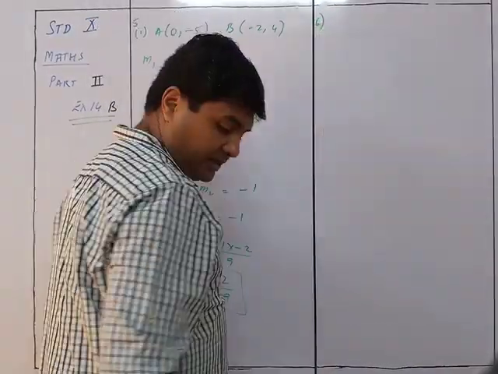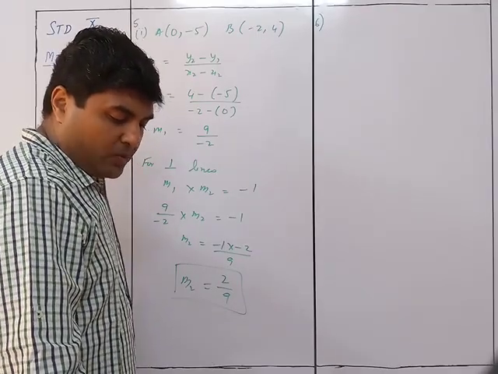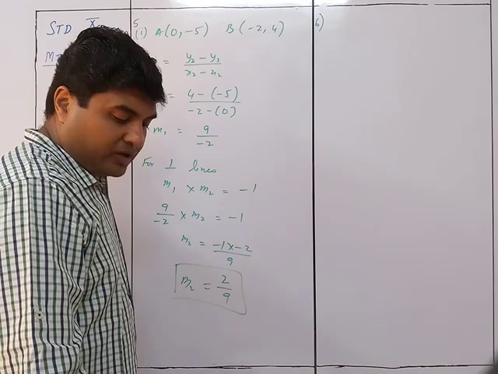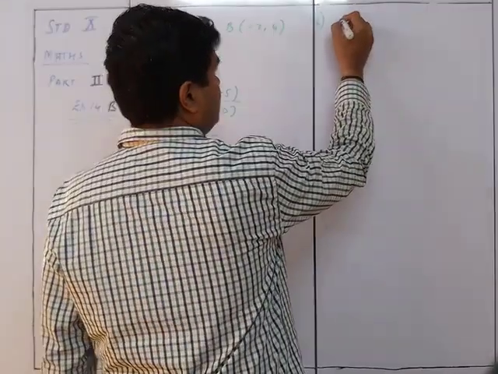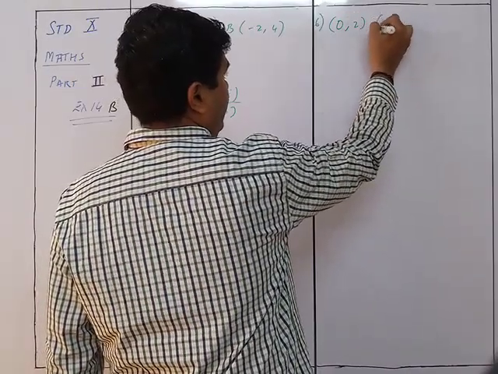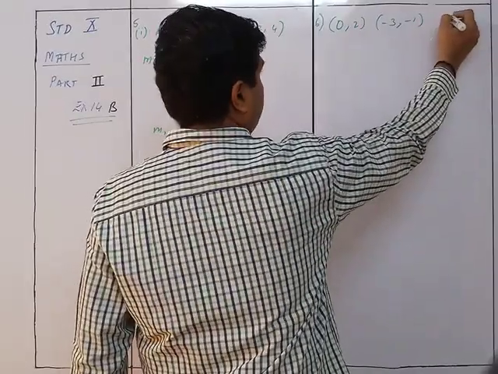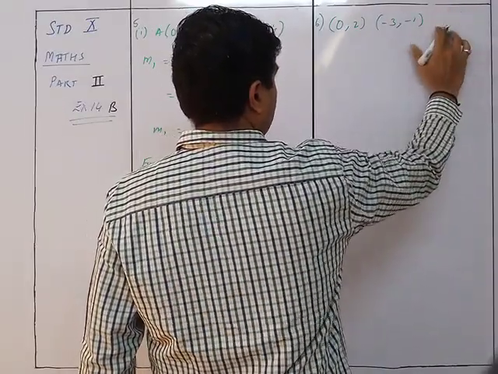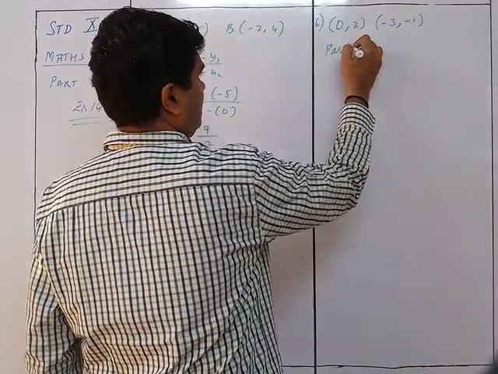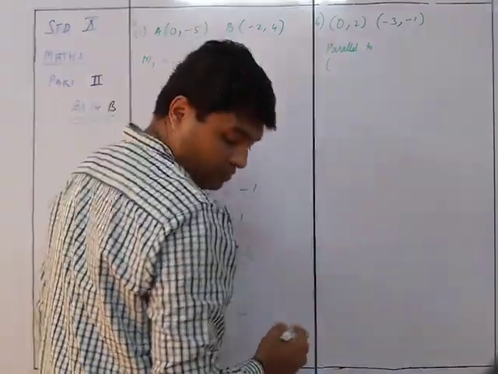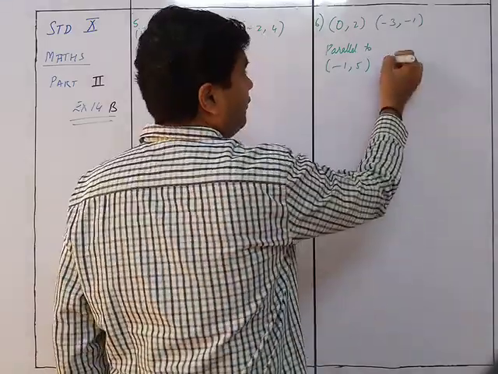Okay, sum number 6, here it goes. The line passing through (0, 2) and (-3, 1) is parallel to the line passing through (-1, 5) and (4, a). Find a. So one line is through (0, 2) and (-3, -1), parallel to the line through (-1, 5) and (4, a).